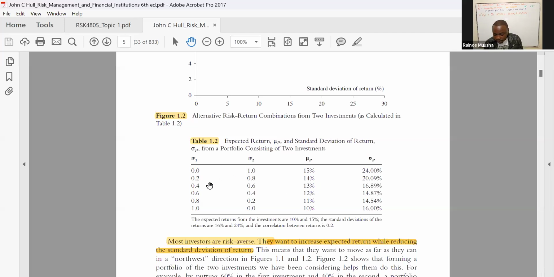which combination of weights would you want us to look at there? Pick any random combination of weights. Which combination of weights would you want us to look at for weight of asset 1 and weight of asset 2 to see exactly what the resulting expected return would be and what the resulting standard deviation would be as well? Which one would you choose? Any random.